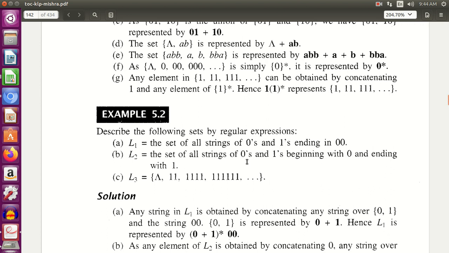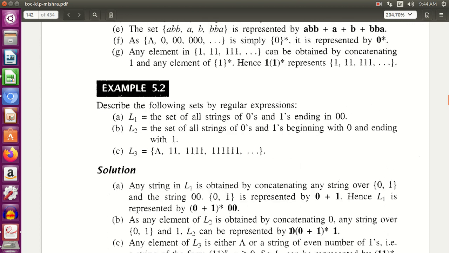Next is a set of strings of zeros and ones beginning with 0 and ending with 1. So again 0 0 plus 1 star 1. Exactly, beginning with 0, ending with 1, put a 1 at the end, and in between we can have anything. So having any combination of 0 and 1 means 0 plus 1 whole star.